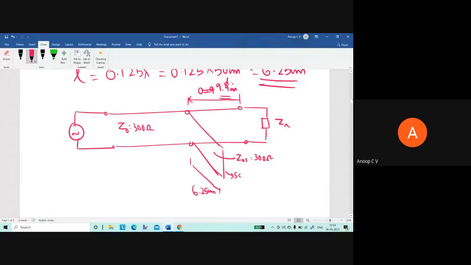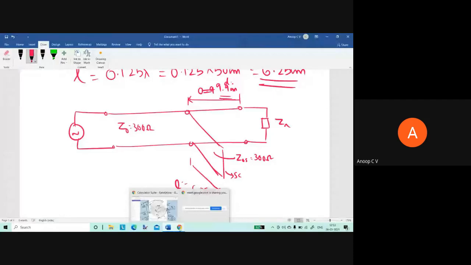So the impedance matching problem is nothing but finding out the D value and L value. D is equal to 9.9 centimeter and L value is 6.25 centimeter. Did all of you understand this particular problem? This is the easiest problem. The first problem we solved was the case 2, that is Z0 is not equal to Z0S.